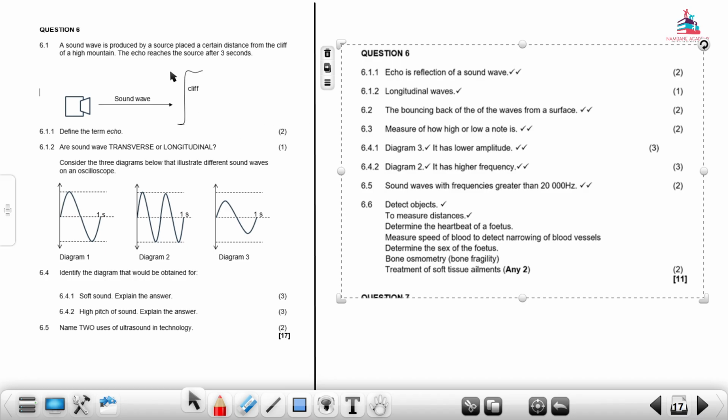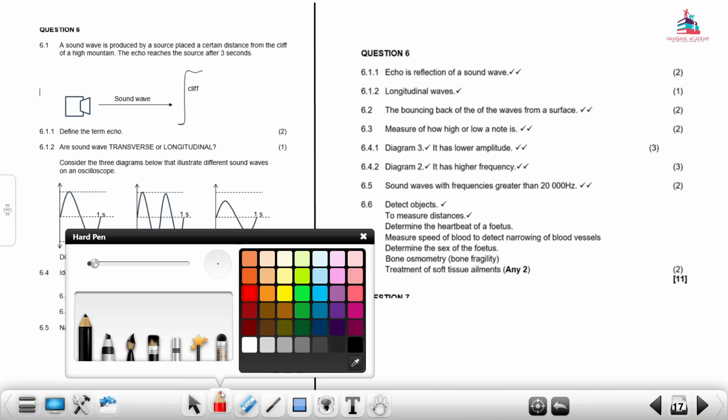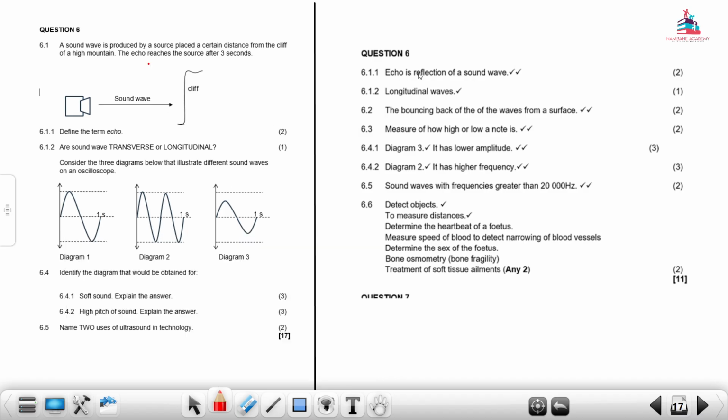Then question six. We are talking about a sound wave. Remember on the previous slide, I told you that a sound wave, it's which type of wave? It's a longitudinal wave. So firstly, they want you to define echo. So echo is the reflection of a sound wave. So what type of wave is this one? Remember, we said it's a longitudinal wave.